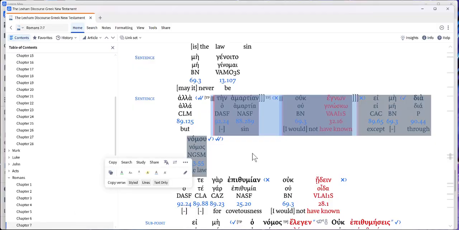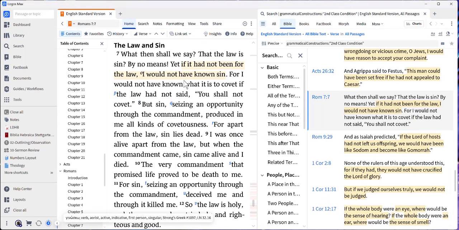So if I would have known, let's come back here to the English. If it had not been for the law, I would have not known sin. So it's making a false statement. If I hadn't had the law, then I would have not known what sin was.